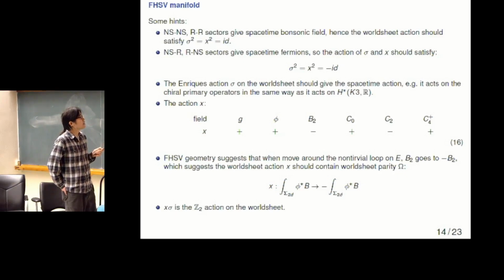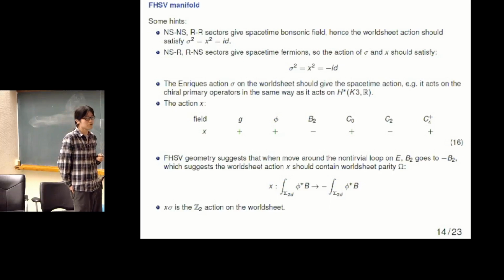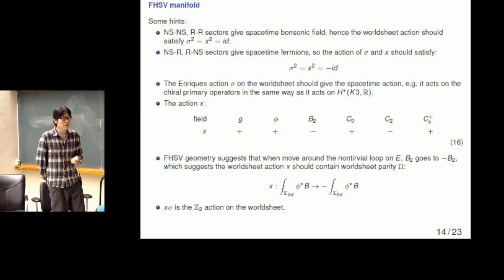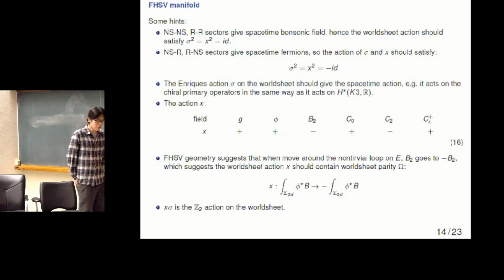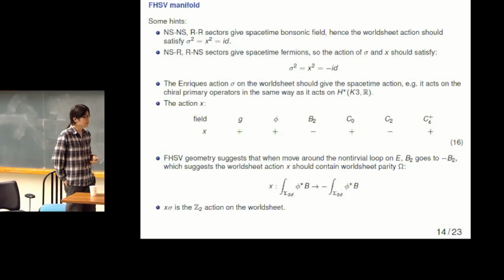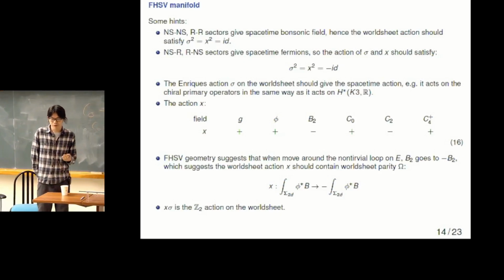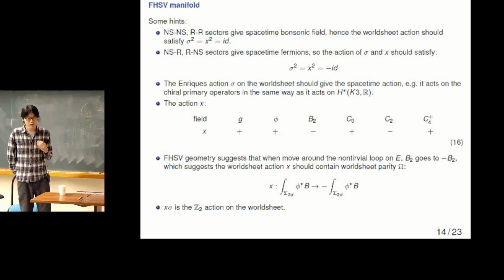First, in the NS-NS and RR sectors, it gives space-time bosonic fields, which means that these two actions should square to identity in these sectors. And in the NS-R and R-NS sectors, that gives space-time fermions, which means that the two operations should square to minus identity. One way to see that is simply because this Z2 Enriques involution projects out the spin structure.